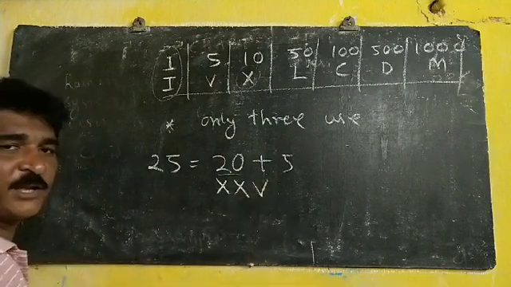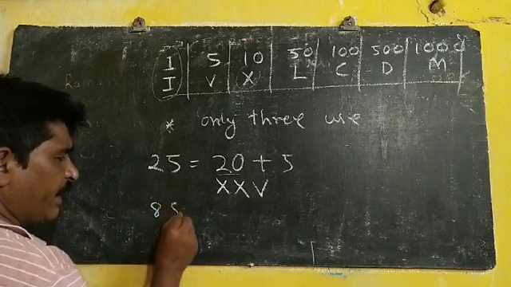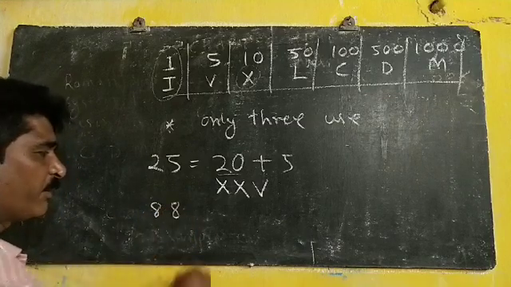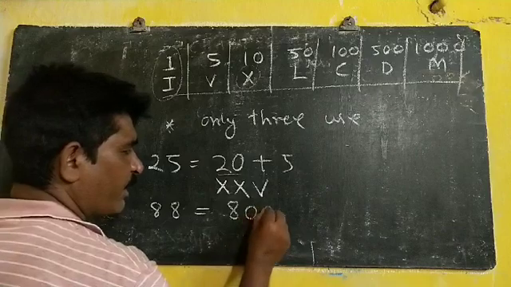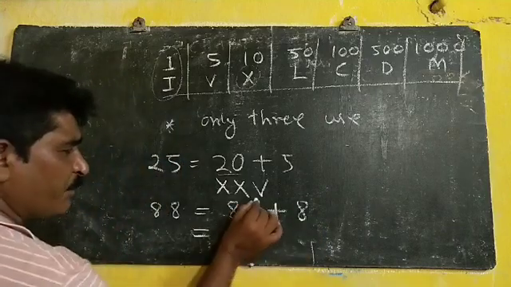So 25 is written as XXV. Suppose a big number we have to write, 88. 88 rupees you have to give. 88 written in expanded form is 80 plus 8. Then how can you give 80 rupees?